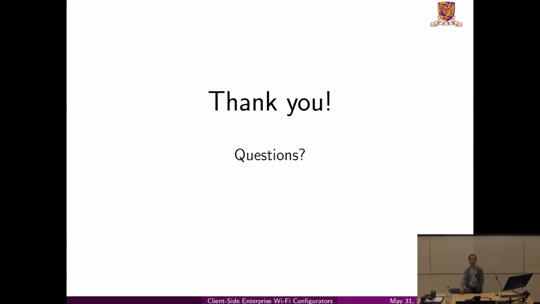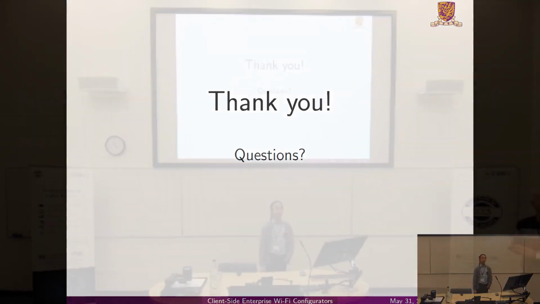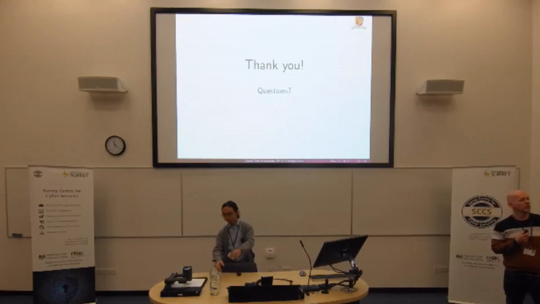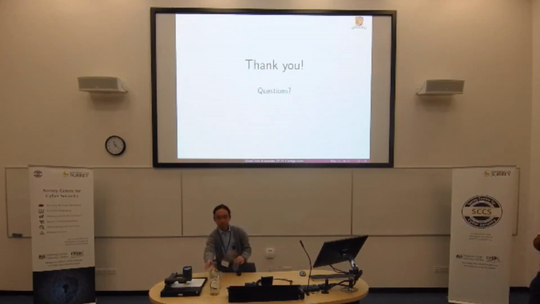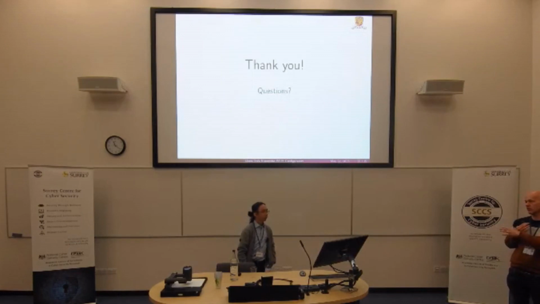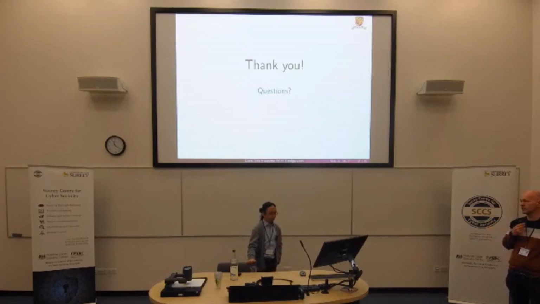So that's it. Any questions? While we're waiting for questions, maybe I will start. Is there some sort of intrinsic reason why all these Wi-Fi configurators get it wrong and make errors? Is this just programming errors, or is there something intrinsically hard about solving this?